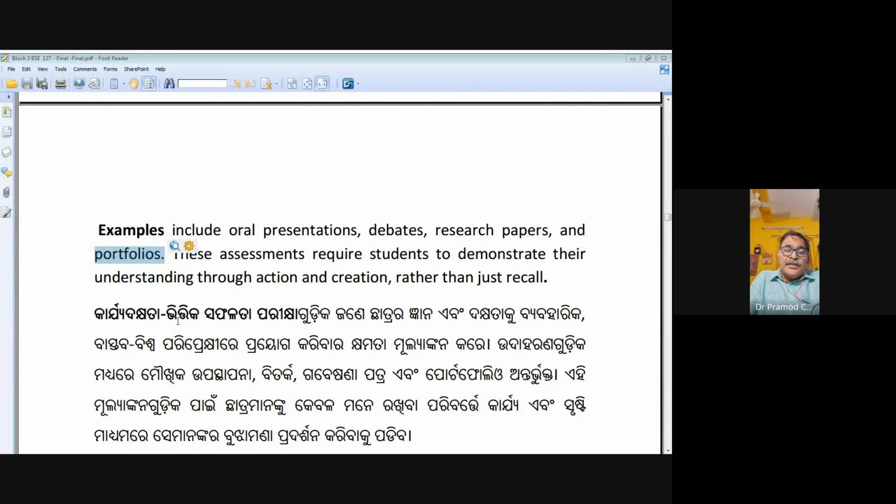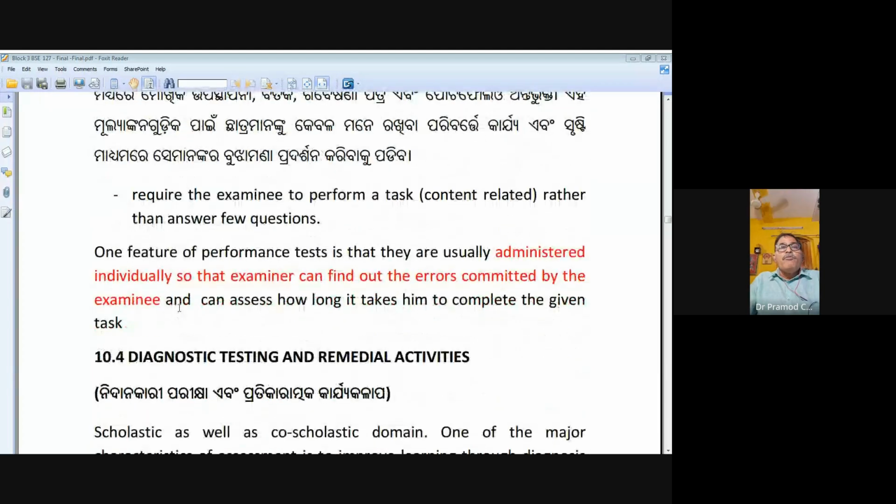So our aims and objectives are nothing but that we must provide meaningful learning to the students, where we are able to know the weaknesses and also the strengths of the students. When we are discussing the performance test, it is administered individually, and the examiner finds out the errors committed by the students, and automatically there will be suggestions or remediation.